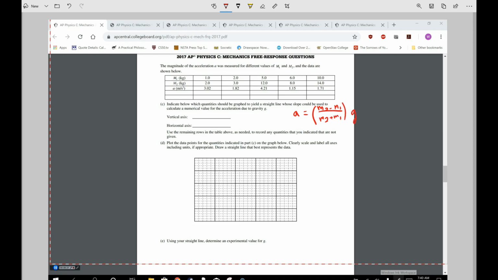All right. So what we want is a y equals mx equation, right? We need this x to the first power, and we want g to be slope. So what you do is you write the equation like I did, and notice the one side has one variable, so a will be the y. So vertical axis will be a in meters per second squared.